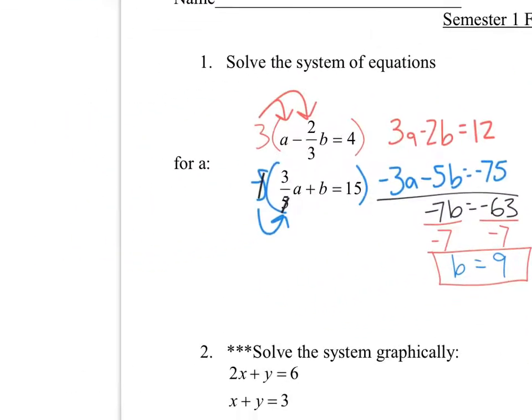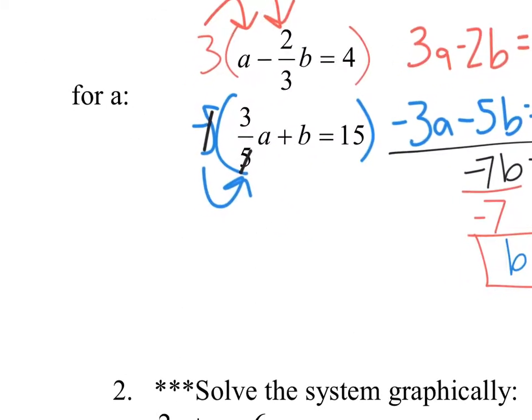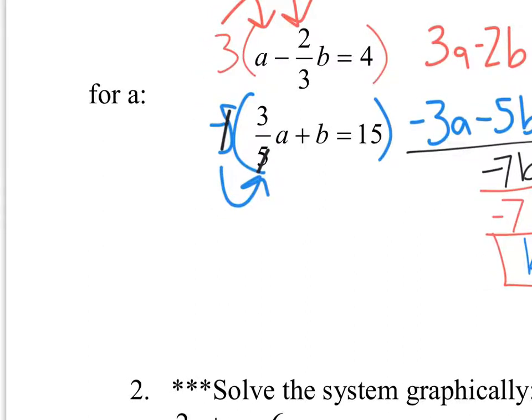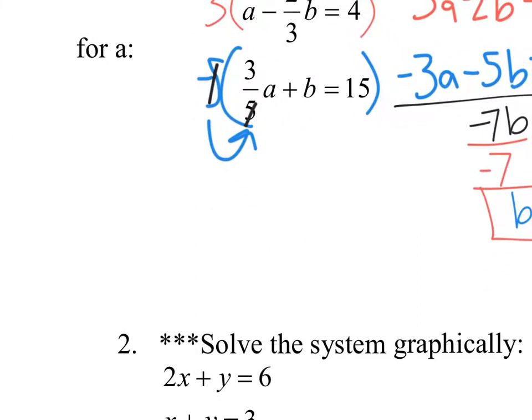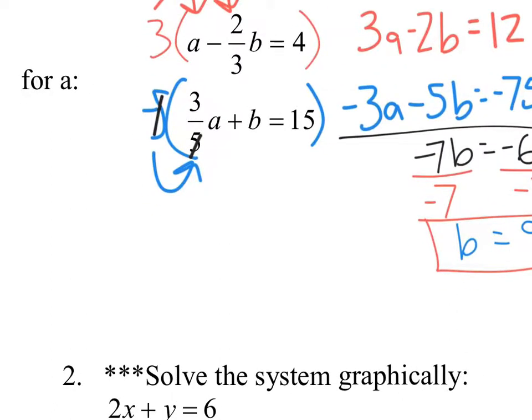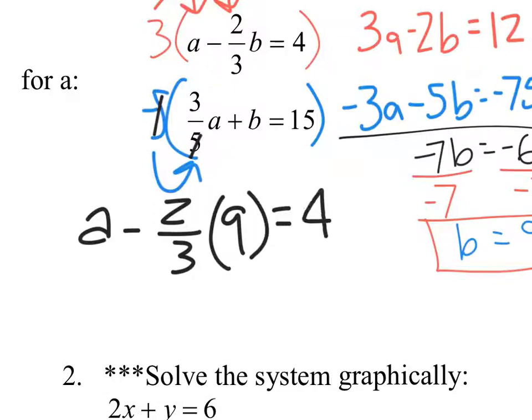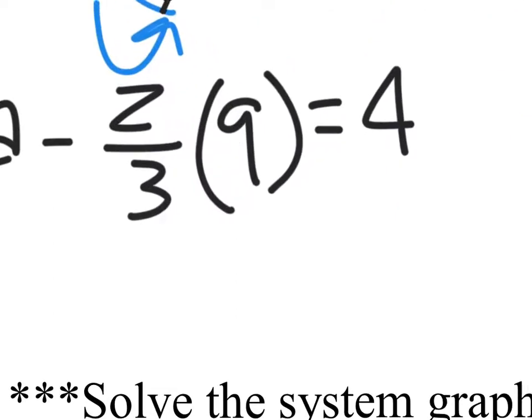What we're going to need to do now is plug b, which we now know is what? Positive 9, back into one of these two linear equations. So let's do that right now, and we'll do it to the top one. Why not? I'm going to rewrite this like a minus 2/3 b, but in this case it's going to be 9, right? Equals 4.